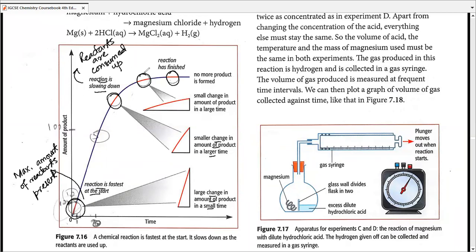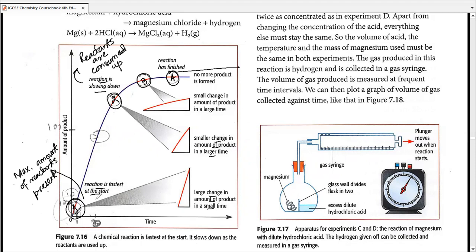Moreover, we have the next part, this one. If I mark this one as 1, this one as 2, this one as 3, the 3 tells you now the curve really starts to flatten down, and it is starting to become parallel to the x-axis. Now we have a very small change in the amount of product over a larger period of time. And soon after this point 3, you have point 4, in which there is no product formed. You get a straight line, exactly parallel to the x-axis. This means the reaction has finished.